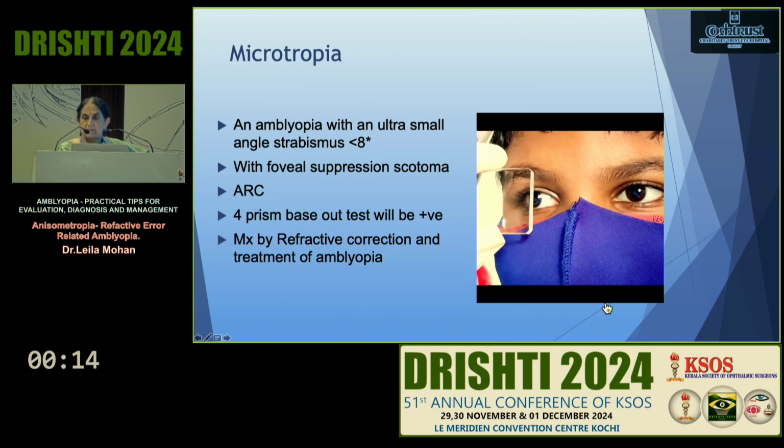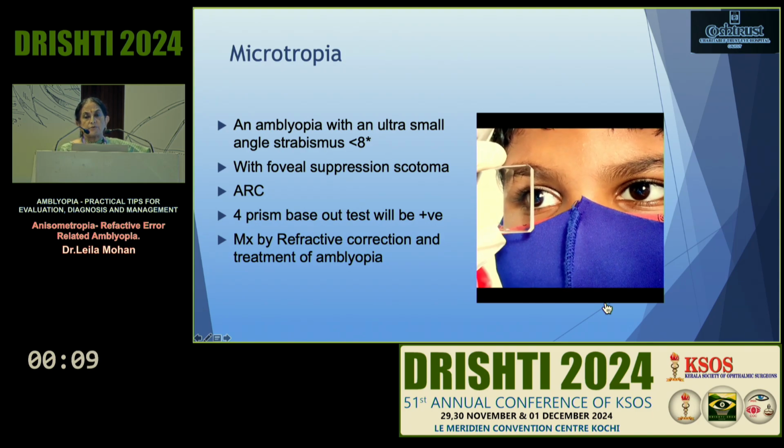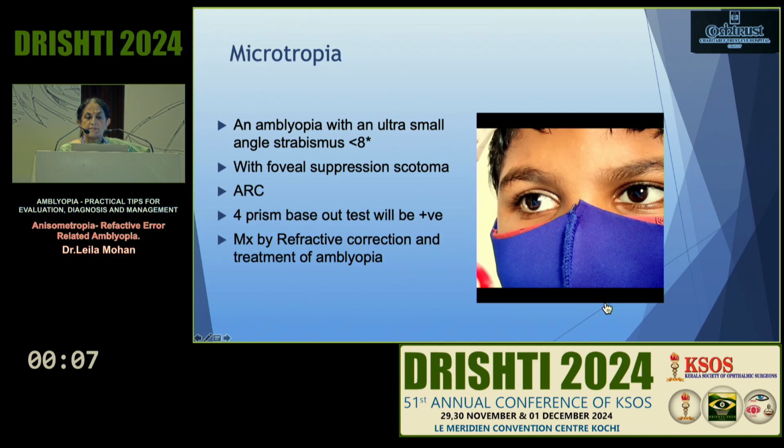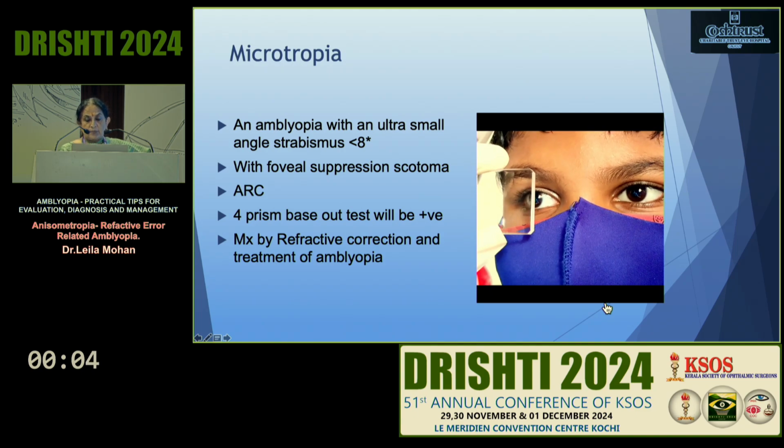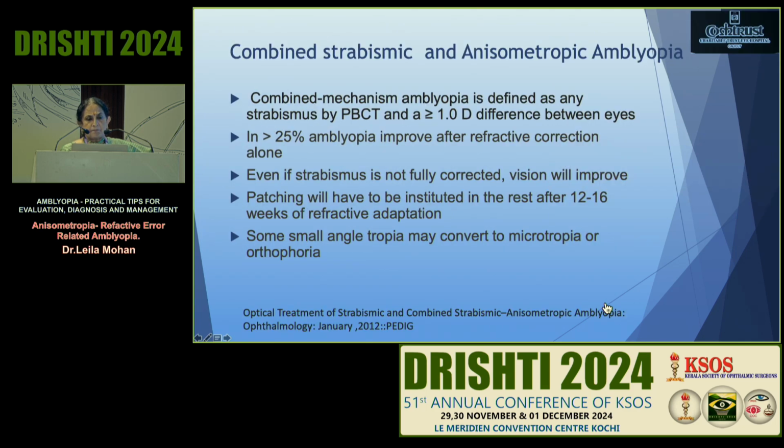All these strabismus after surgery, they can go for a foveal suppression scotoma with ARC. A prism base out test will tell you whether he has a microtropia. So when there is a near distance disparity, you may have to give a bifocal correction. Sometimes they may have a distance and near deviation with near more than distance. You may have to go for surgical correction along with pulley fixation or faden operation.